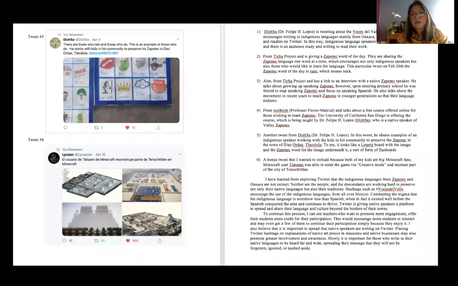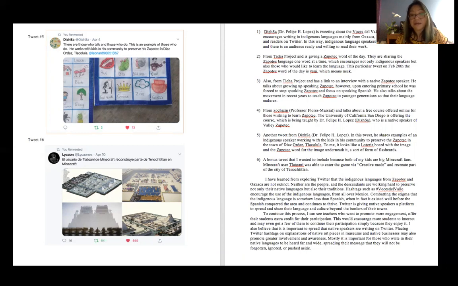they write a description of each tweet, and then they write a reflection, and I invite them to write some commentary, to maybe offer suggestions for improvement. And the student says that they learned from exploring Twitter that Indigenous languages from Oaxaca, and they mean Zapotec, are not extinct, that neither are the people, that the descendants are working hard to preserve not only their native languages, but also their traditions.